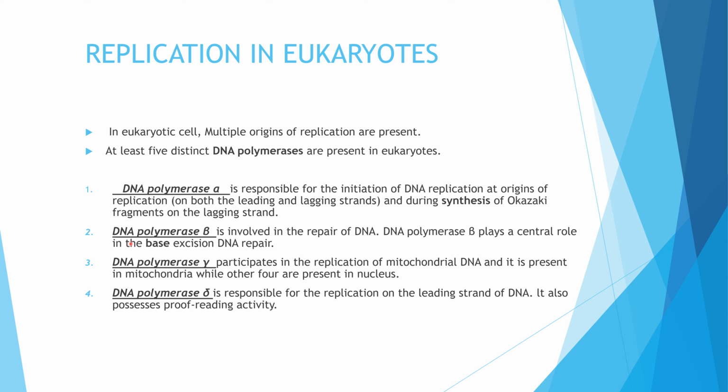The second one is DNA polymerase beta. It is involved in the repair of DNA. DNA polymerase beta plays a central role in base excision DNA repair. The third one is DNA polymerase gamma. It participates in the replication of mitochondrial DNA and it is present in mitochondria, while the other 4 are present in the nucleus. The fourth one is DNA polymerase delta.